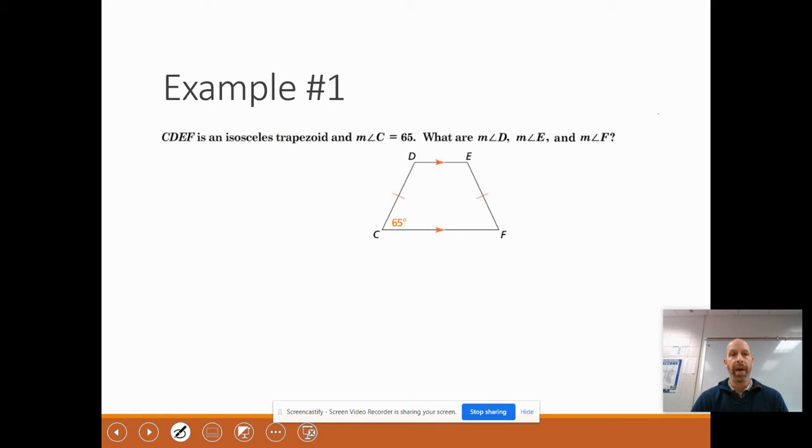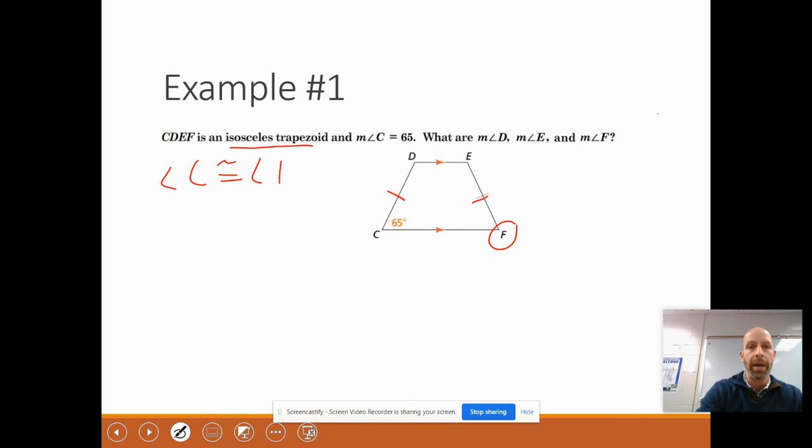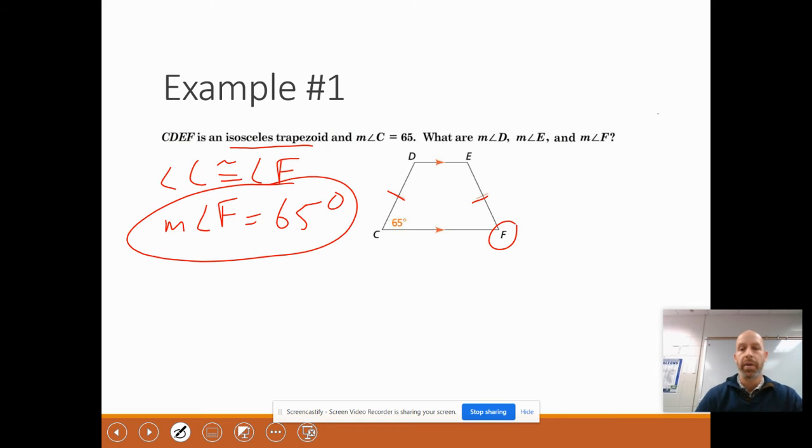So let's look at an example of that. Here we have trapezoid CDEF. We know that it is an isosceles trapezoid because we can see that these two sides are congruent. Those are the legs. We know that the measure of angle C is 65, so they ask us to find the measure of angle D, E, and F. Well, first of all, we know that angle F is a base angle, and since this is an isosceles trapezoid, angle C has to be congruent to angle F. Therefore, the measure of angle F also has to be 65 degrees. So there's our first answer, and it basically requires no work.